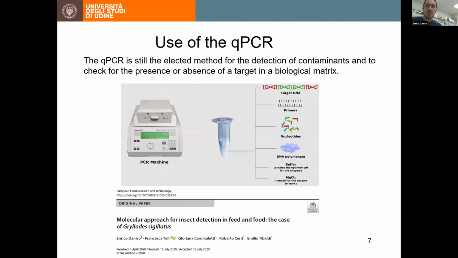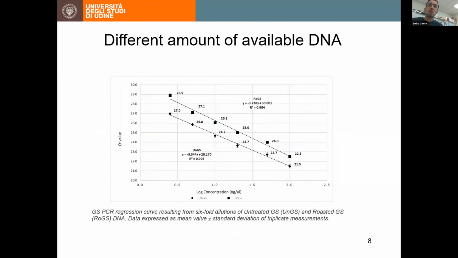But I don't want to spend so much time on real-time PCR, I will just bring you some data that we obtained using DNA. When we use the DNA from untreated insect, we need a lower number of thermal cycles to detect the target. But if the same insect is roasted, so it gets this technological treatment, we need an additional cycle to detect this signal. This is just an introduction because in the following slide, you will realize why I want to underline this.